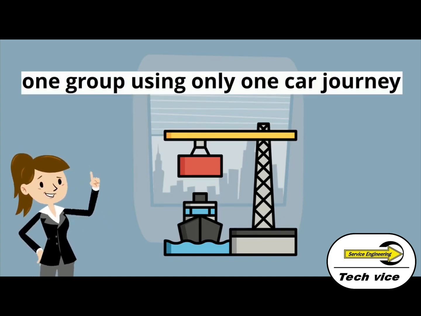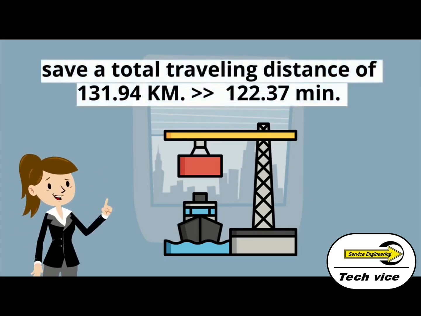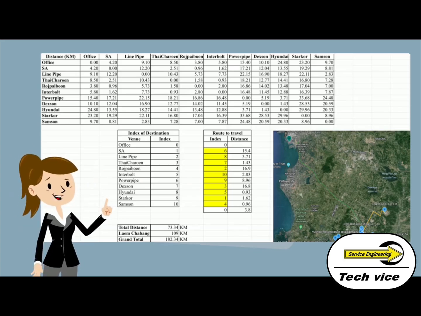So this will allow us to save a total traveling distance of 131.94 kilometers and make our overall journey faster by 122.37 minutes. So we assigned a number to each destination and we let the solver figure out the shortest route based on the destinations provided in the graph.